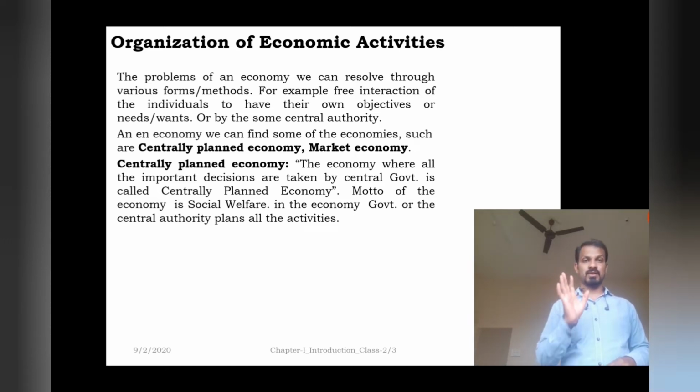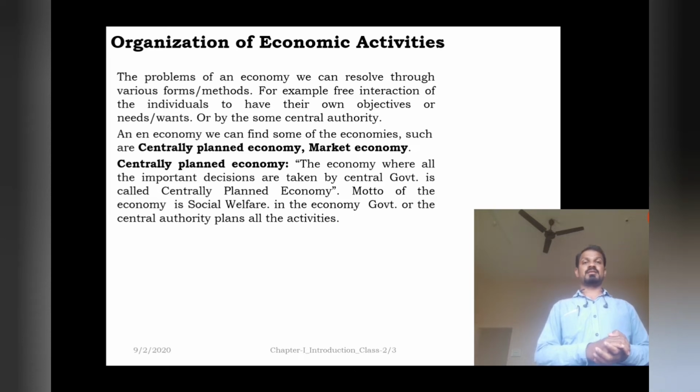Better off means happy, or welfare kind of. No one worse off means that the government doesn't want to make anyone worse off. Worse off means unhappy. That is, everyone better off and no one worse off. So in that motto, the centrally planned economy works.